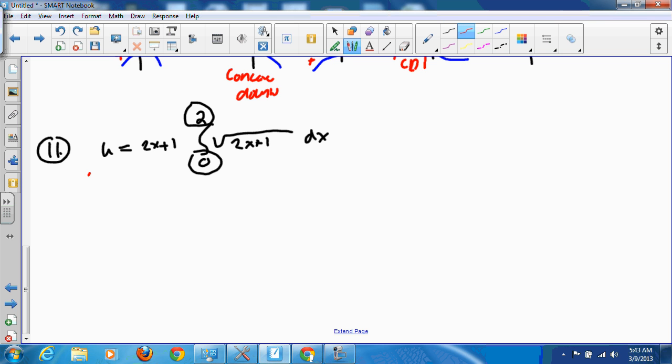Well, remember these are in terms of x to begin with, right? So if x is equal to 0, we have 2 times 0 plus 1, so u would equal 1, that's the lower limit, and the upper limit would be 2 times 2 plus 1, which equals 5. So we're going to change the limits right away, and we'll put it over here, so we have 1 to 5.